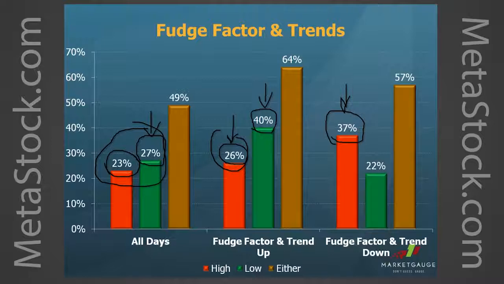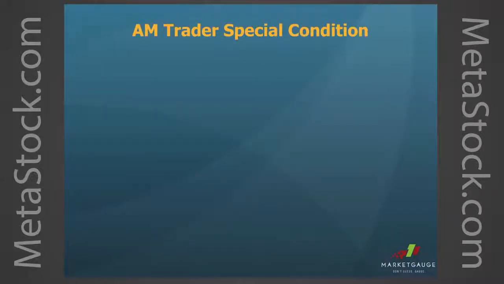Now, this is how it boils down in terms of your rules. If I'm above the 10-day moving average, I want to favor long trades. If I'm below, I want to favor short trades. That's what the stats suggest. If I use a fudge factor to truly determine that the breakout has happened, I'll increase the number of breakouts that work and decrease the ones that fail.